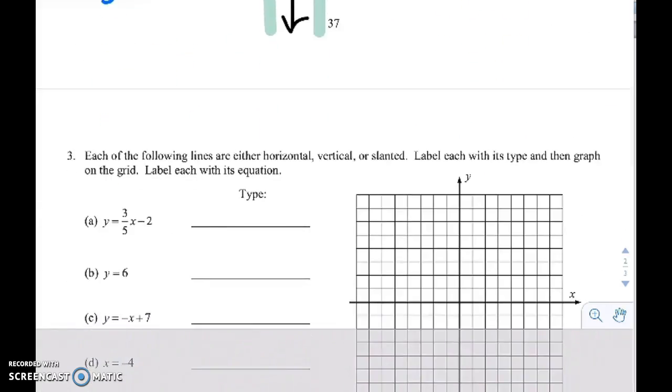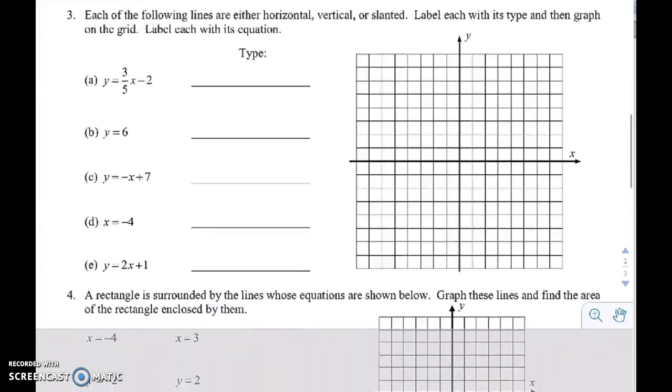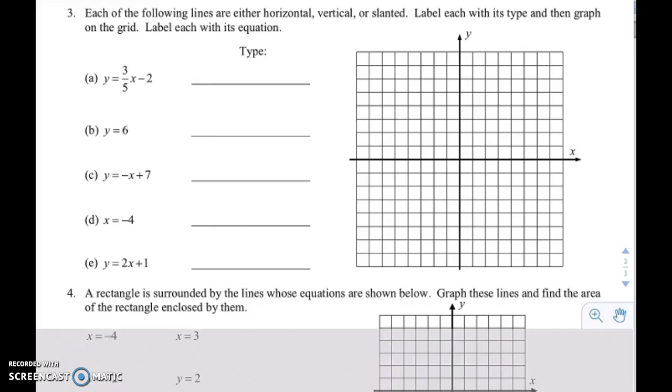All right, let's turn to the next page, and we're going to graph some lines. First, we're going to identify the type of line, and then we'll graph it. So this is good review for graphing lines, which we have a test on Thursday. All of this will be on our test on Thursday and on our midterm next week.